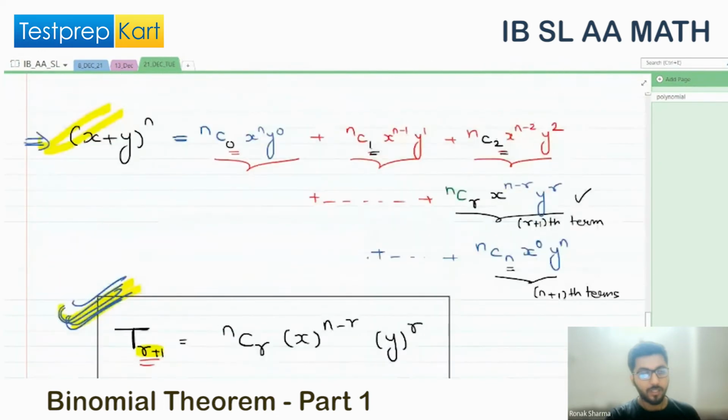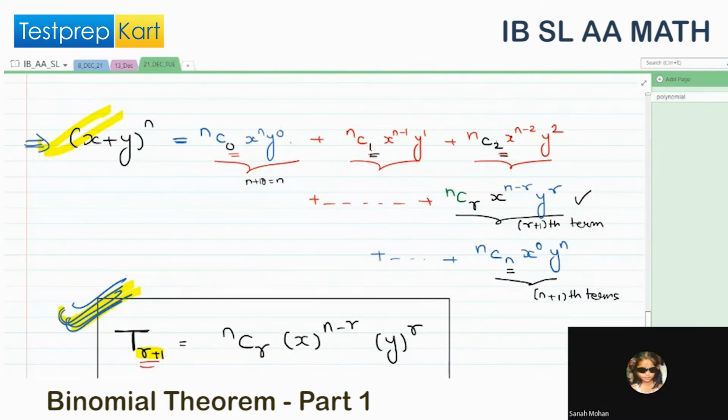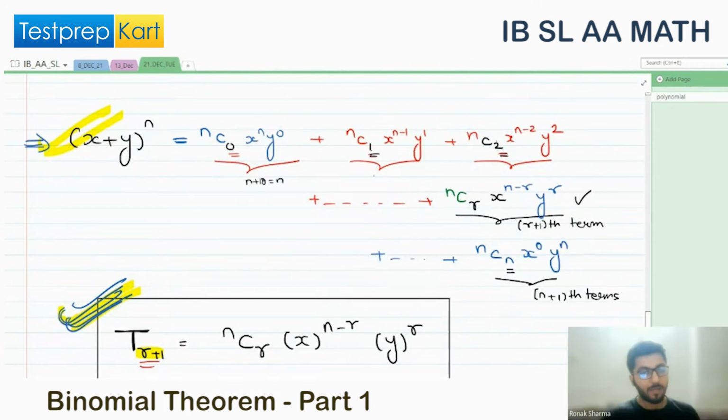Let us go here. You can see what is the combined power here? N plus 0, that is n, right? What is the combined power here? N minus 1 plus 1, that is n again.